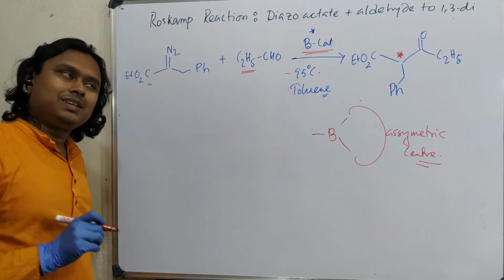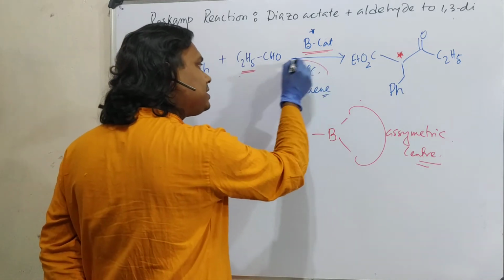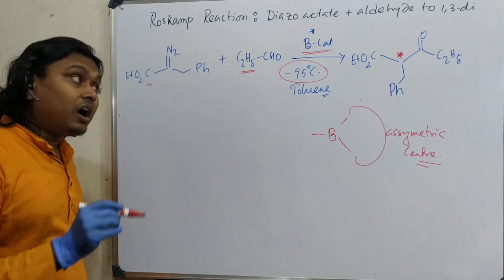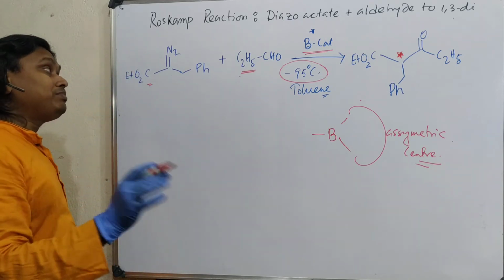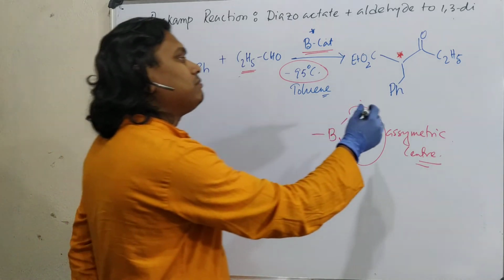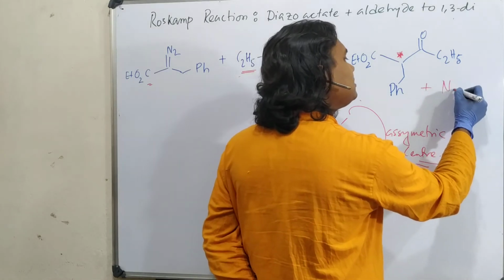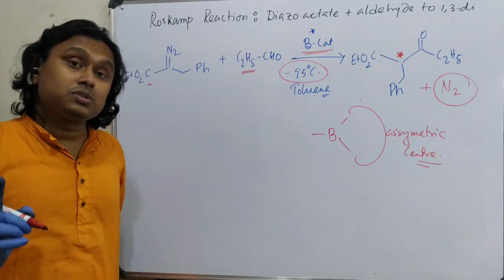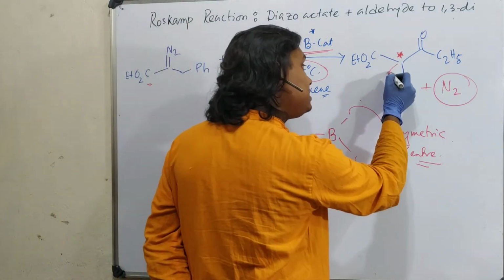But look at one thing. First of all, this is aldehyde. Look at the temperature, minus 95 degrees centigrade. What a low temperature! This reaction happens facilely, because this gas is eliminated, and ultimately results in a stereoselectivity at this position.